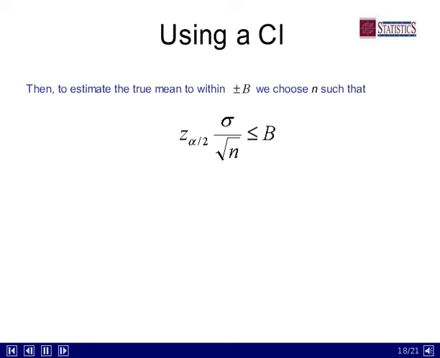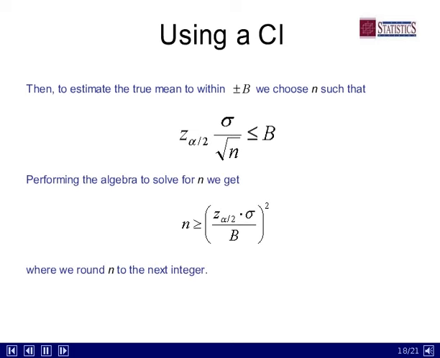Okay, so again, for a given b, I know z alpha over 2 and I know sigma, so therefore I can solve for n. If you perform that, with a little bit of simple algebra, we come up with z alpha over 2 times sigma divided by b, whole quantity squared, where again we would round to the next integer to solve that problem. Okay, so this is another approach instead of power.